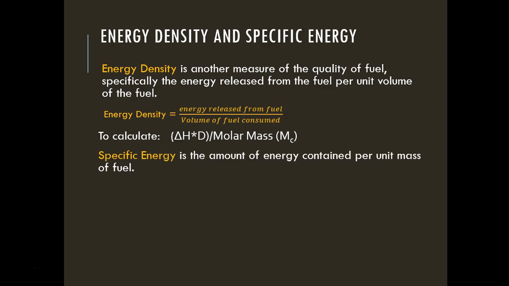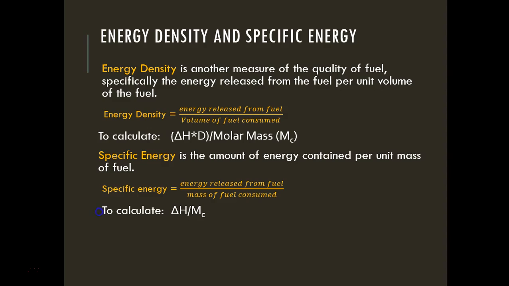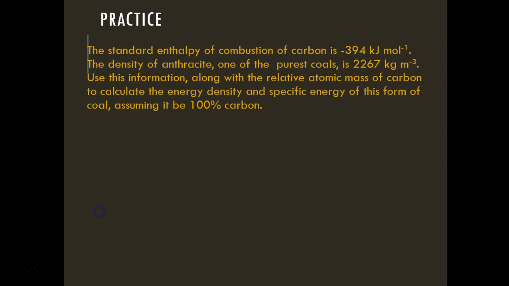And specific energy is the amount of energy per unit mass. So they're very similar but a little bit different. Specific energy can be calculated using this formula: energy released divided by mass. Again, this formula is given in the data booklet, but generally, if you're given a delta H value and you know the fuel that's being consumed, you can calculate specific energy just by dividing the delta H value by the molar mass. All right, so let's look at a little bit of practice.